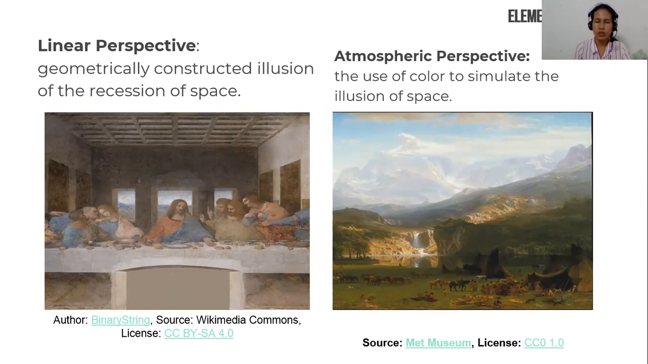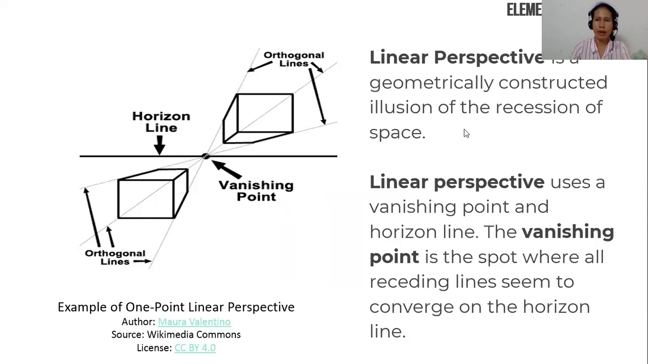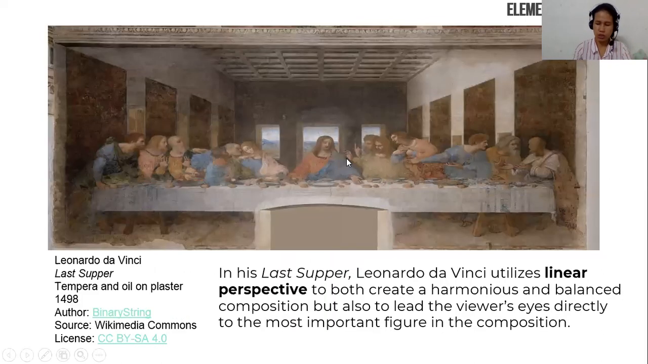Okay, so in continuation, this time we will be having another example of a perspective, which is now using the atmospheric perspective. Okay, so going back to the definition of linear perspective that we had last time. So the linear perspective is a geometrically constructed illusion of the recession of space. So we tackled that example through the Last Supper by Leonardo da Vinci.